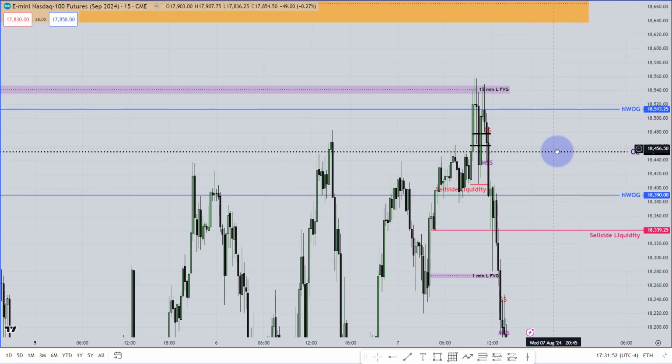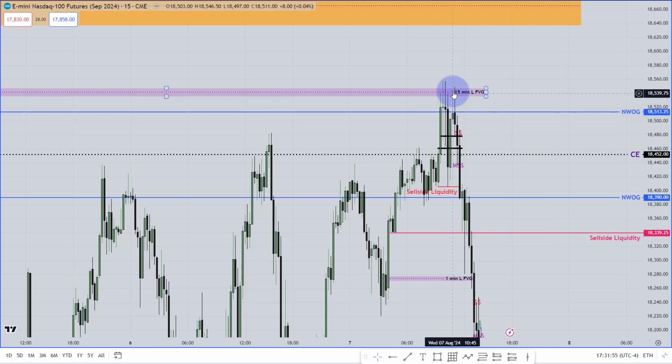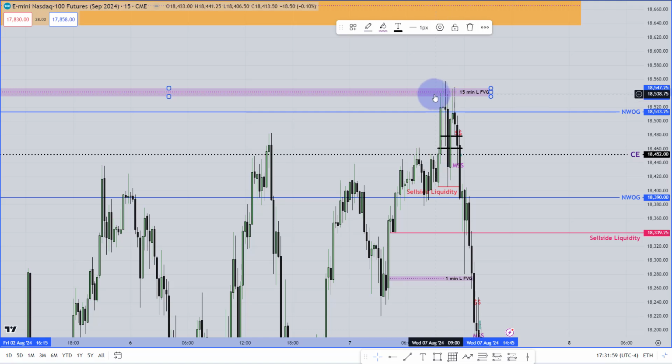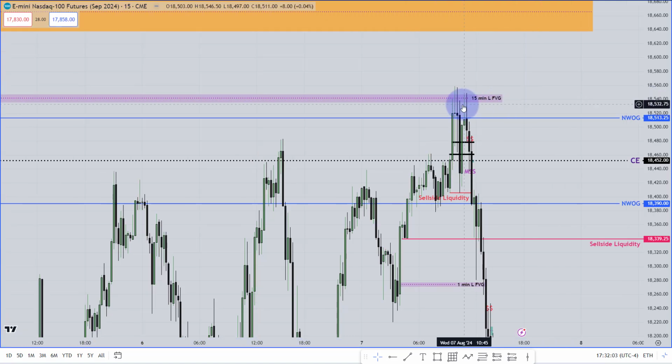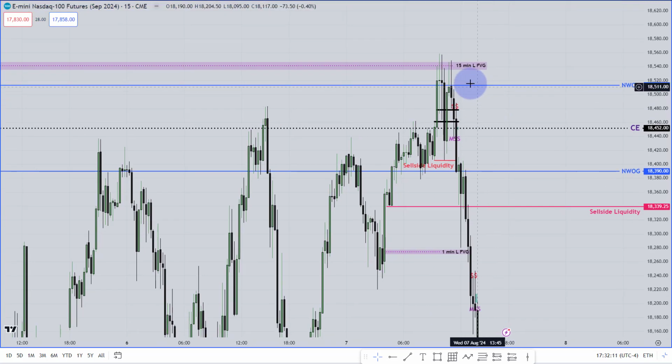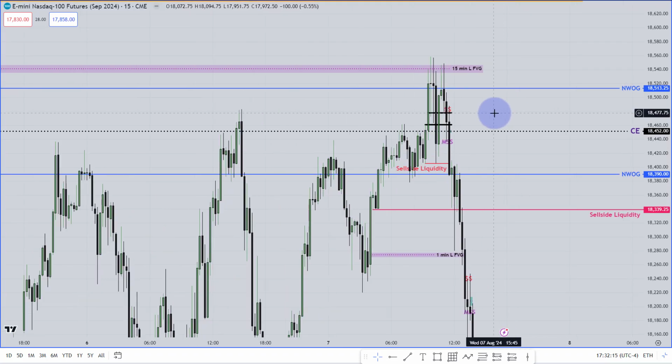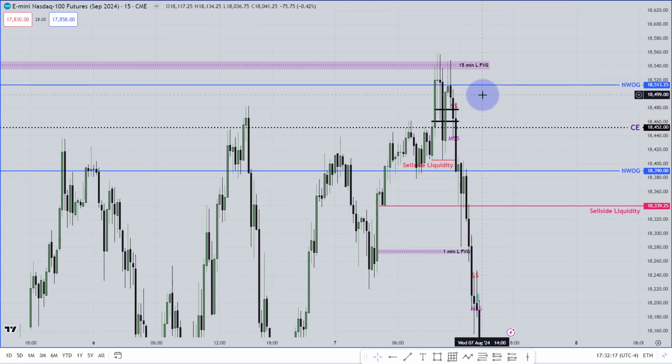Okay. So over here, as you can see, market failed to go through this last fair value gap. That means from the 15-minute chart, market has failed to break that 15-minute last fair value gap. When it has failed to break that last fair value gap, you will simply think that no, market is not going higher. You will start to look for sell only. Now, when market was inside this new week opening gap, selling is very difficult inside that new week opening gap.